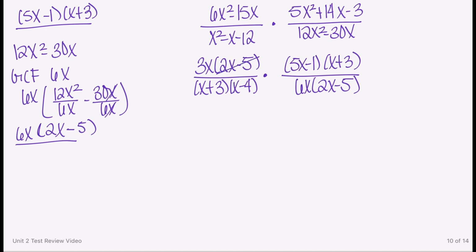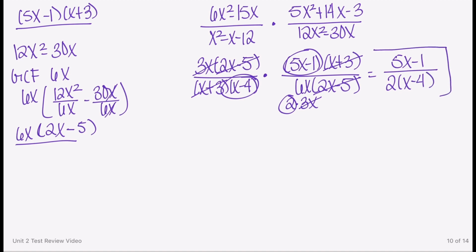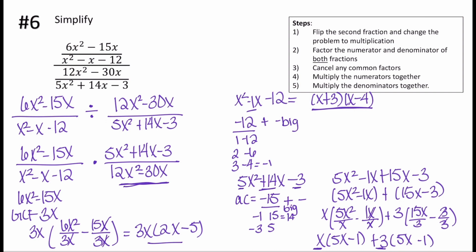So we have a 2x minus 5 and a 2x minus 5. Then we have an x plus 3 and we have an x plus 3. To see what cancels here, this 6x, I'm just going to rewrite that as 2 times 3x. So when we do that, you can see that this 3x and 3x will cancel. All we have left now in the numerator is this 5x minus 1. And then in the denominator, we have this x minus 4, and then we have this 2 left. So that's going to be 2 times x minus 4. And this is the final simplified form of this, which was originally a division problem, right? It was a division we turned into a multiplication.